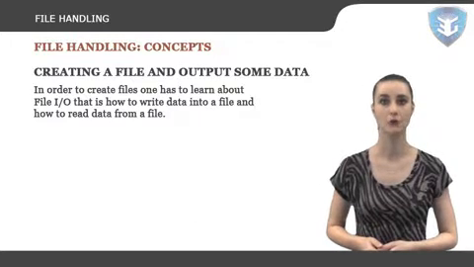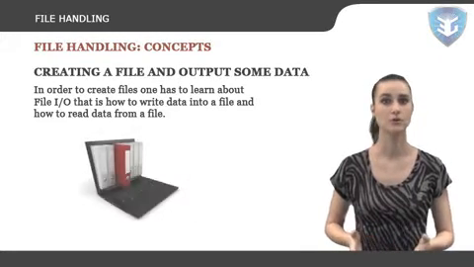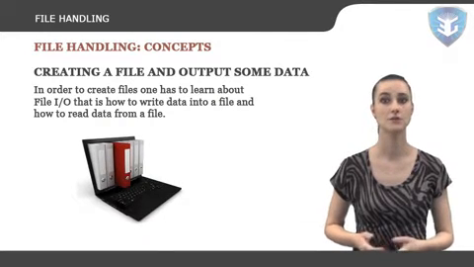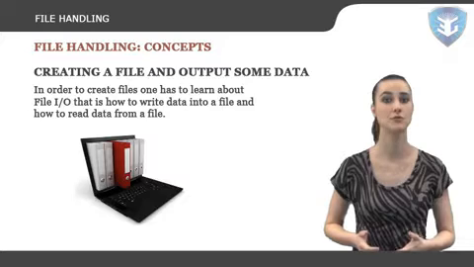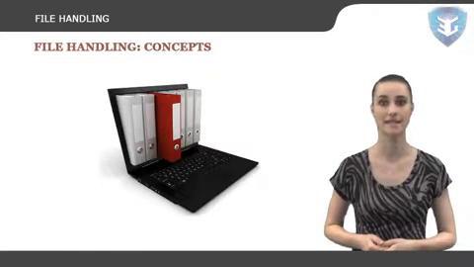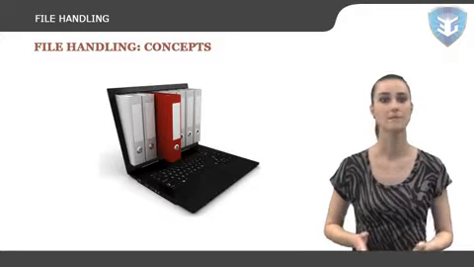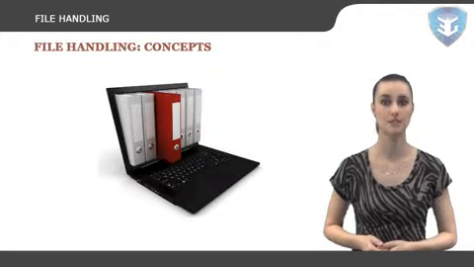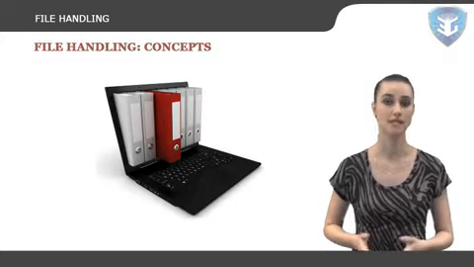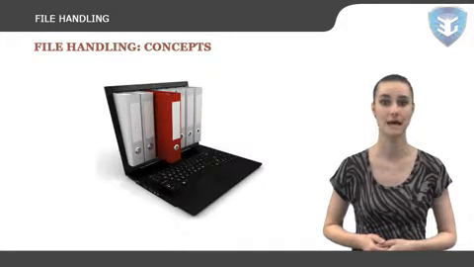Creating a file and output some data. In order to create files, one has to learn about file I/O. This is how to write data into a file and how to read data from a file. One will start this with an example of writing data to a file. One begins as before with the include statement for stdio.h, and then defines some variables for use in the example, including a rather strange looking new type.